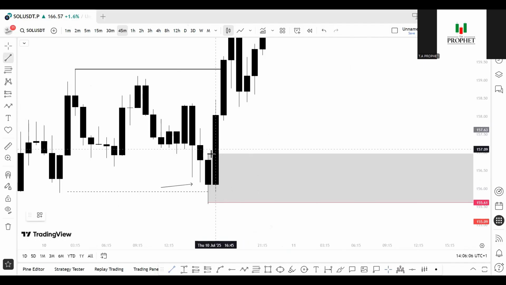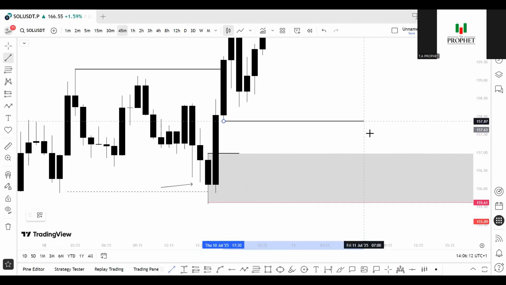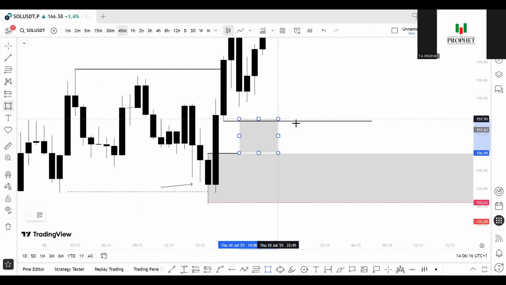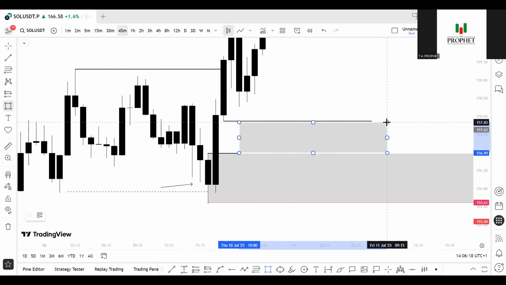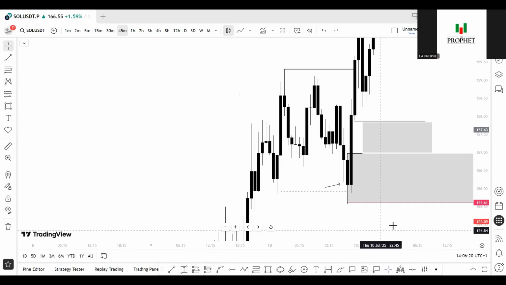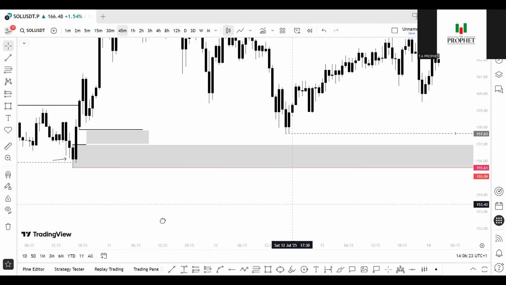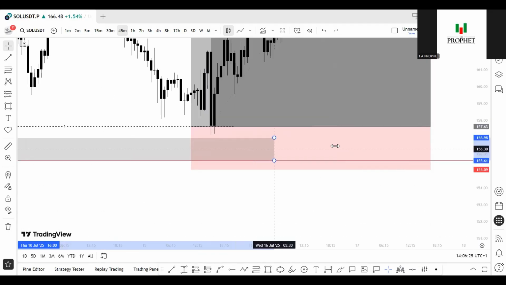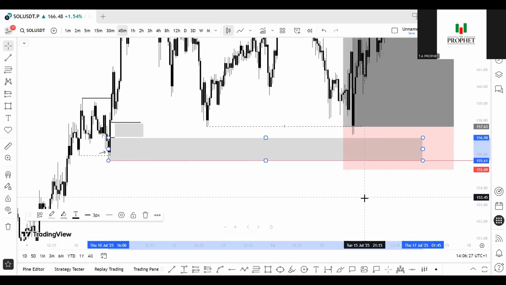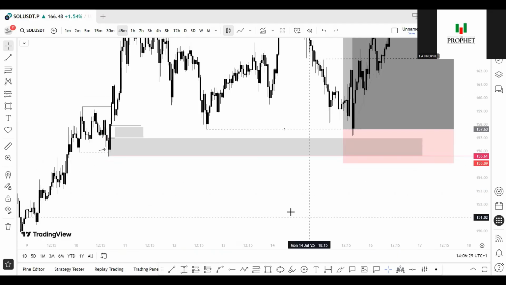Understand? Now this is the high of the candle, and this is the low of the third candle. So this is the imbalance. The gap between here and here is the imbalance. So the trade I dropped yesterday on Solana, this was the entry. I dropped the entry from, like, this was the entry I dropped on the, what is it called?